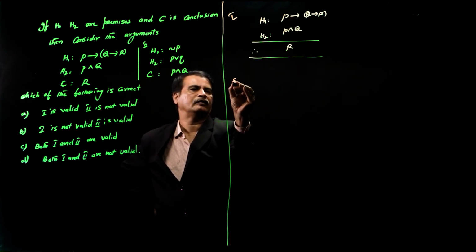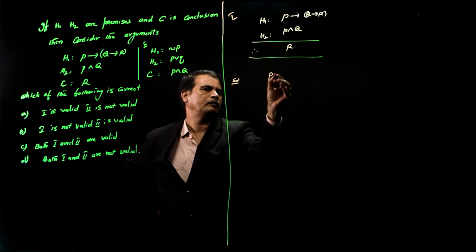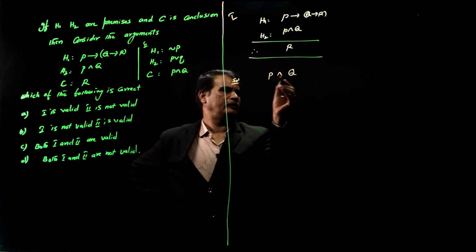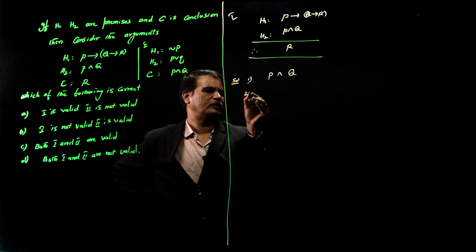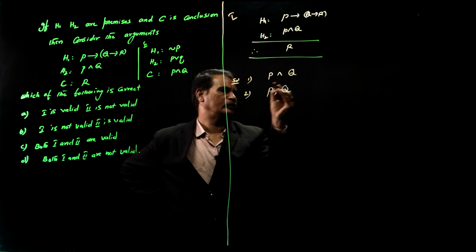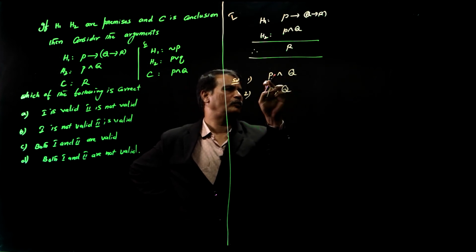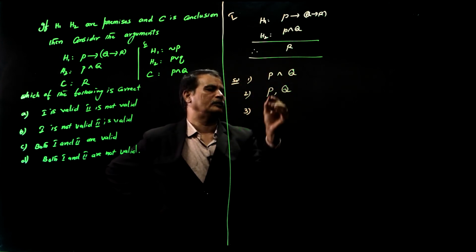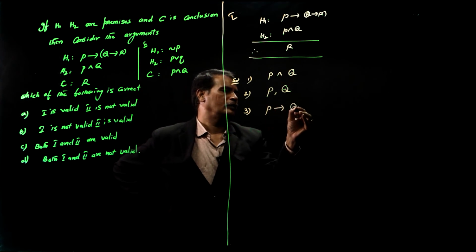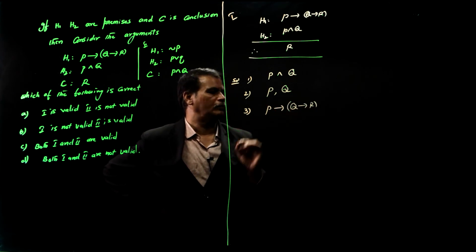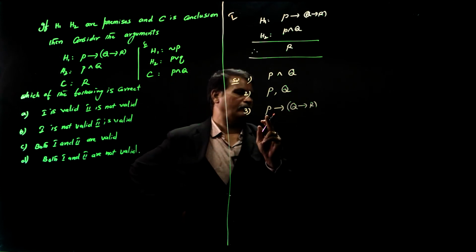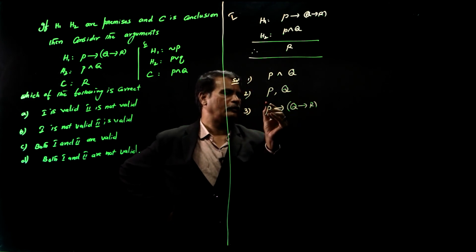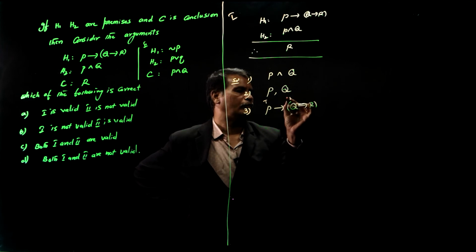Now I try to solve this. First I consider P and Q. Once I write it as a premise, what do we get from this step? I know that P is true and Q is also true. If both P and Q are true, I write P, Q true. Now I consider the next step, that means P implies (Q implies R). Once I write it here, what is the truth value of this? It is true, and I know the value of P is true and the value of Q is true.